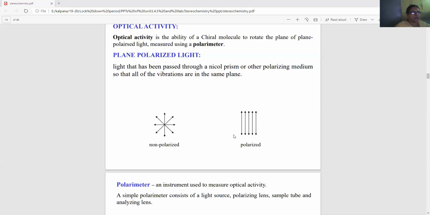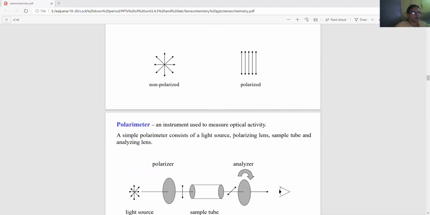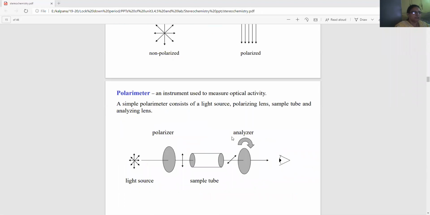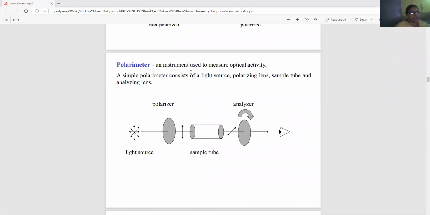Now coming to the instrumentation part of optical activity. We have a polarimeter. A polarimeter is an instrument used to measure optical activity. A simple polarimeter consists of a light source, a polarizing lens, a sample tube, and an analyzing lens. You can see here, this is the light source. When light is passed from this light source, the polarizer polarizes the light.